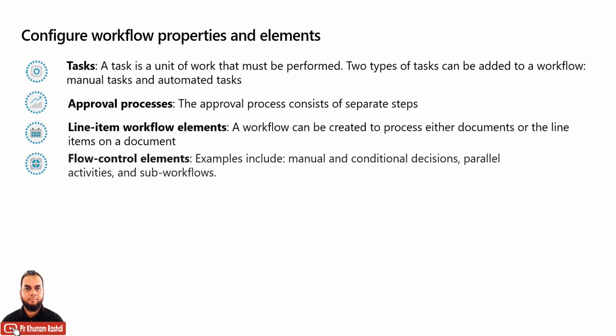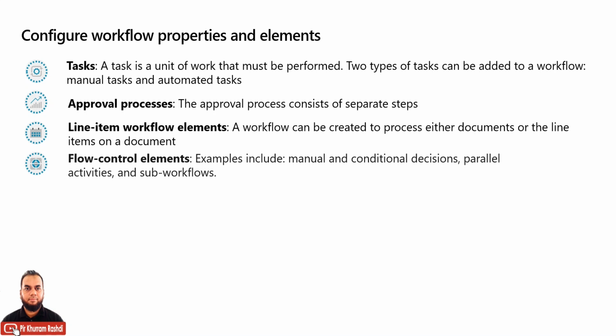So then, when we configure a workflow, there are properties and elements. There are multiple items which we can configure, among which is, for example, tasks. A task is a unit of work that must be performed. There are two kinds of tasks: one is a manual task and one is an automated task. By manual task we mean a task external to the system that we need to perform, or maybe a system task like reviewing a certain document, but ultimately nothing will be input in our workflow, but that can be a manual task.